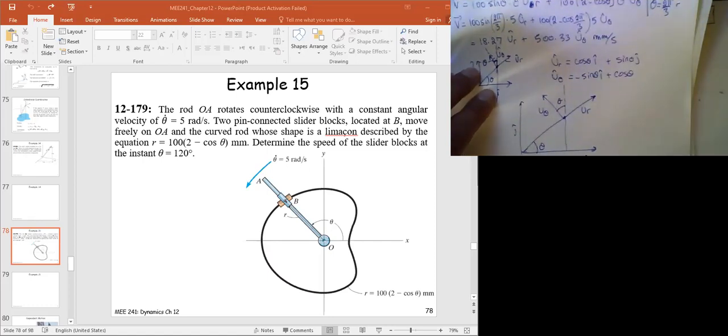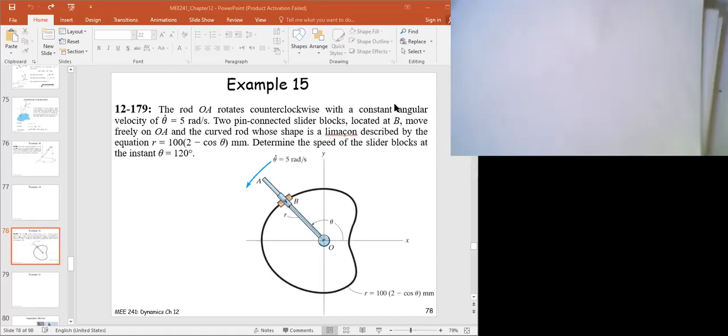Okay, guys, so that is it regarding how we can find the velocity. So we're done with this problem. Let's jump into another problem.